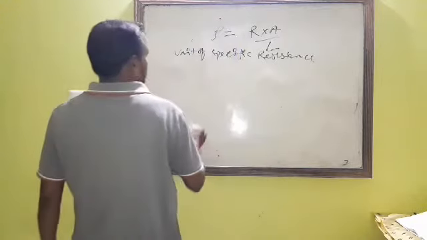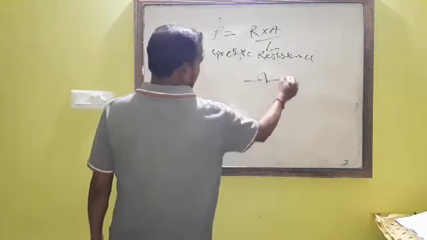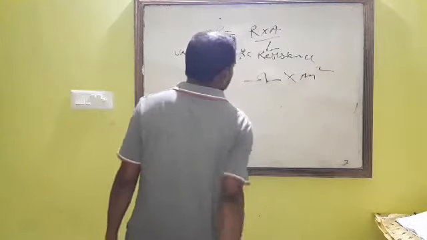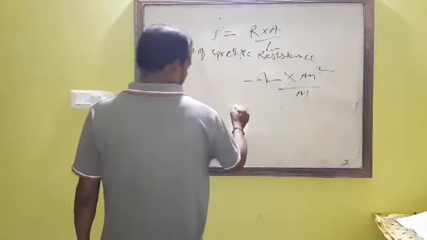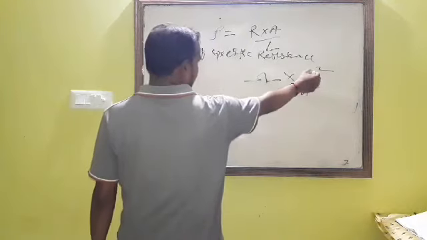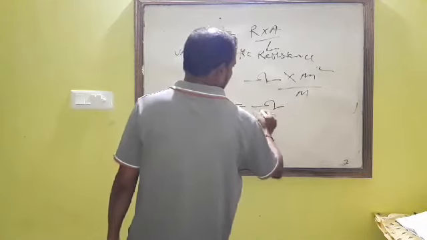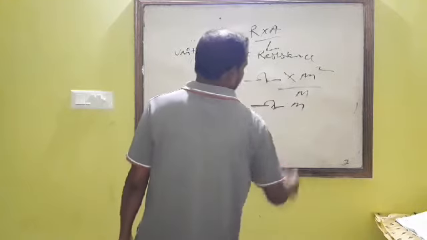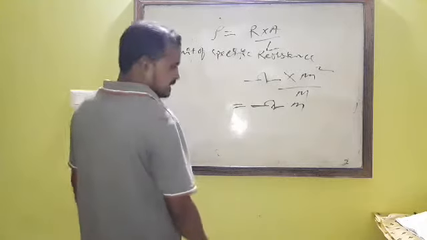You know the unit of R is ohm, the unit of area is meter square in SI units, and the unit of L is meter. So one meter cancels one meter of the numerator. You can write ohm into meter. This is the unit of specific resistance.